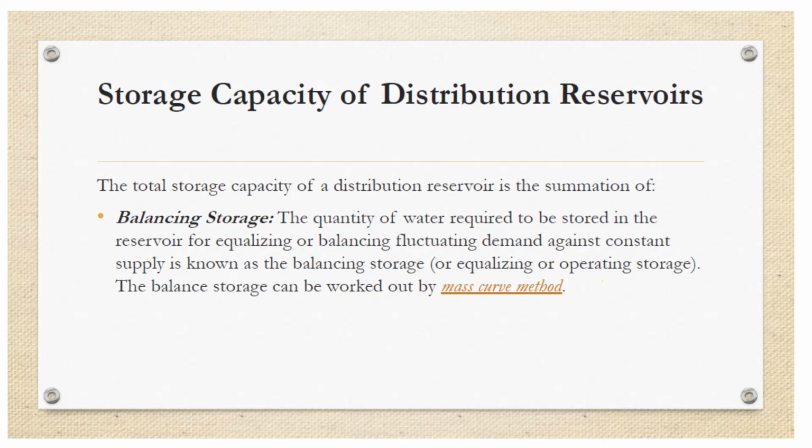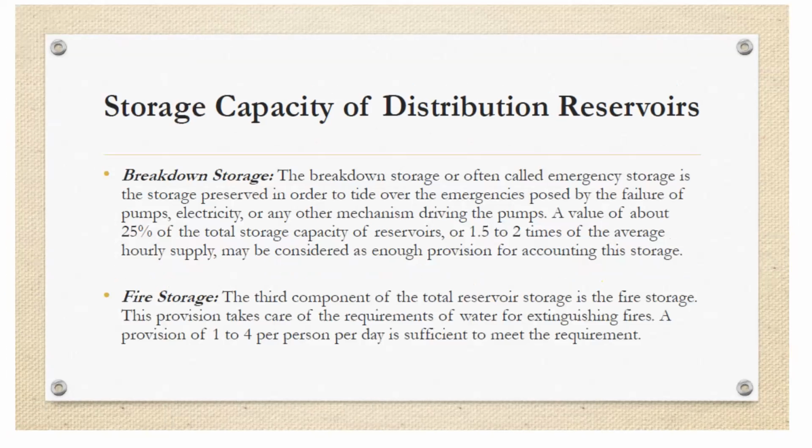In the mass curve method, I will explain how to find out the balancing storage, but I'm not going to take that now. So please note down this point only. Once again, the quantity of water required to be stored in the reservoir for equalizing or balancing fluctuating demand against constant supply is known as balancing storage, or equalizing or operating storage. The balanced storage can be worked out by using the mass curve method.